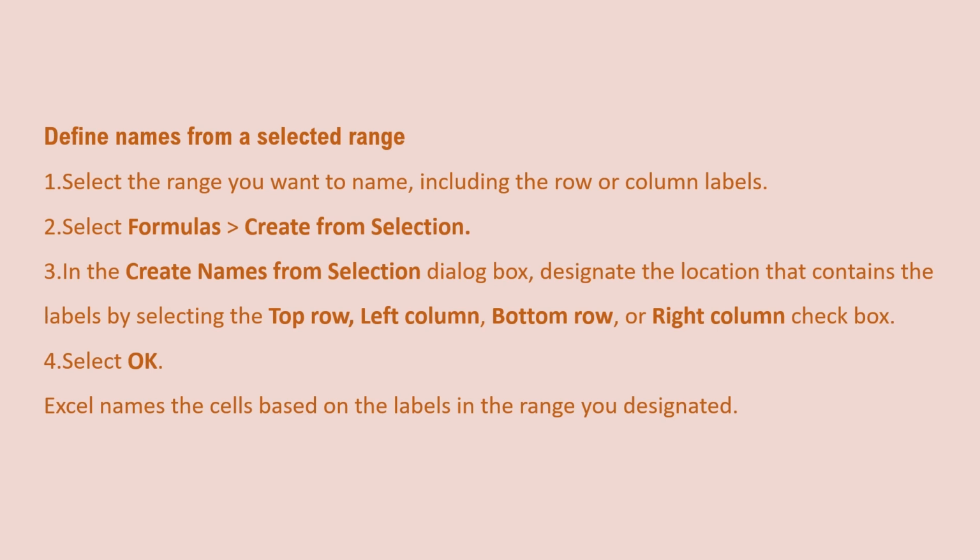So now, define names from selected range. The first step is select the range you want to name, including the row or column labels. And then select Formulas, then Create from Selection. The third step is in the Create Names from Selection dialog box, designate the location that contains the labels by selecting the top row, left column, bottom row, or right column checkbox. And lastly, select OK. Excel names the cells based on the labels in the range you designated.